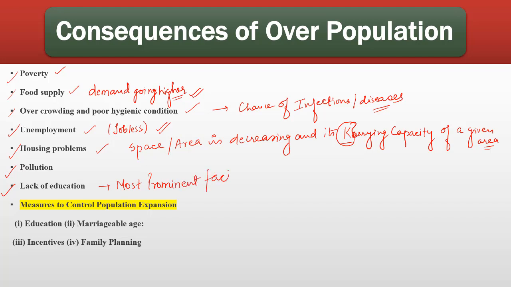So all these factors are basically the consequences of overpopulation. Because of overpopulation, everything is happening. Because of overpopulation, the distribution of money, the flow of money, will be unequal.